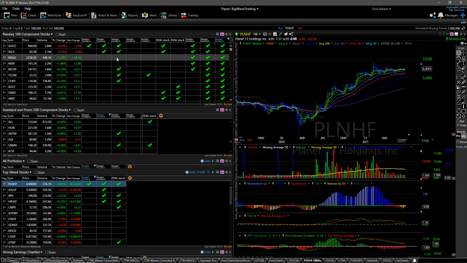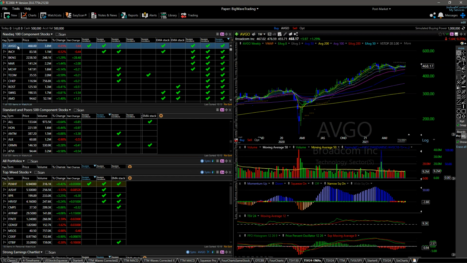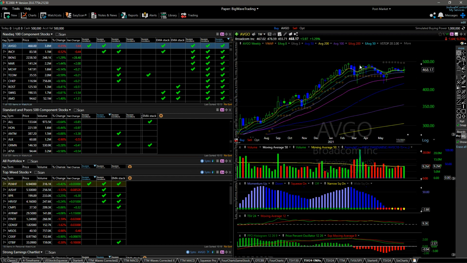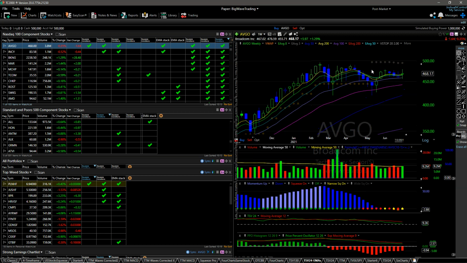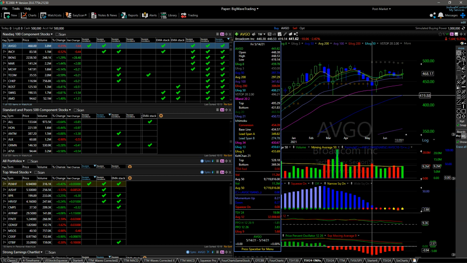Now, for the NASDAQ 100 names, what you're looking at here, I normally go by EMA stacks I like to see. And right here, you're looking at weekly squeezes. So we're getting this down to a longer-term time frame. AVGO, nice consolidation here. We got a tight squeeze. Things are looking good. We even have an EMA stack on the daily.